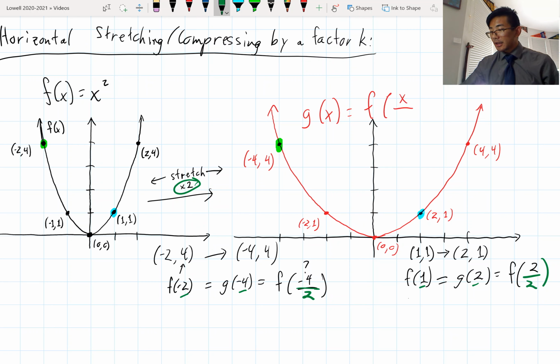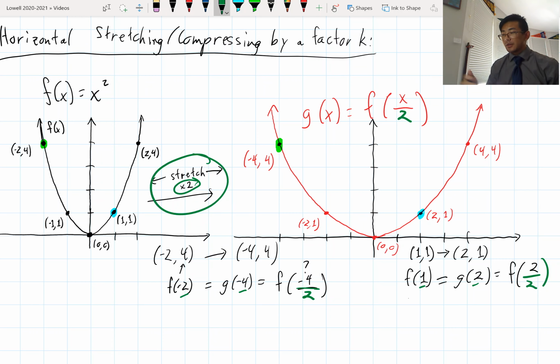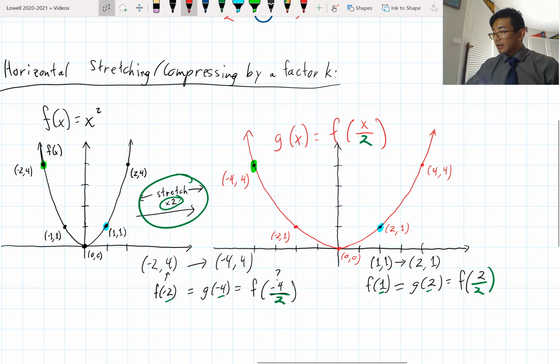Divide by 2. And I'm going to put that 2 in green because that's where, again, this factor of 2 is showing up in the stretching, how wide we stretched it. Okay. And now in general, if I'm stretching it horizontally or compressing it, actually, I'm just going to write it stretching because this will make sense.